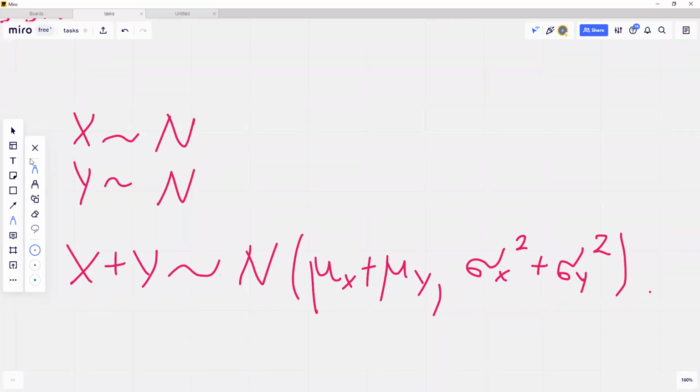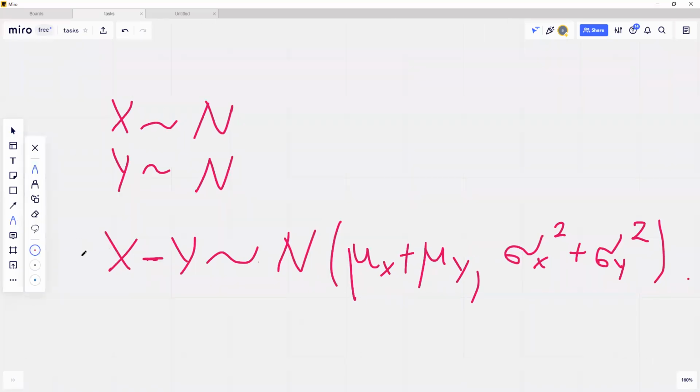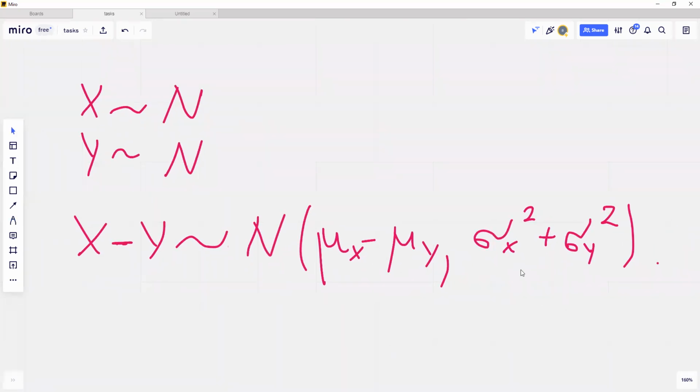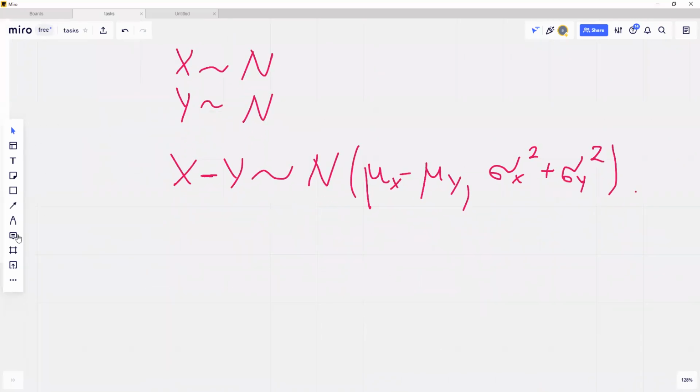Okay. In case we have X minus Y, the mean of their difference is going to be mu x minus mu y. However, the variance is still going to be the sum of the two variances, which brings us to the general formula.